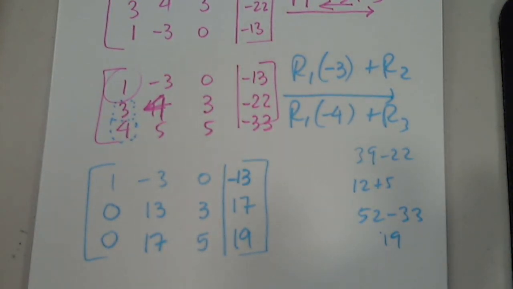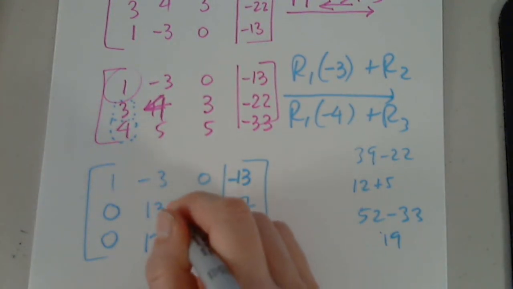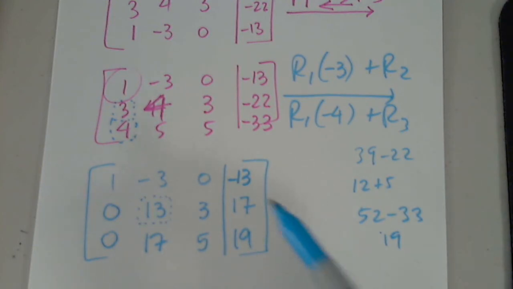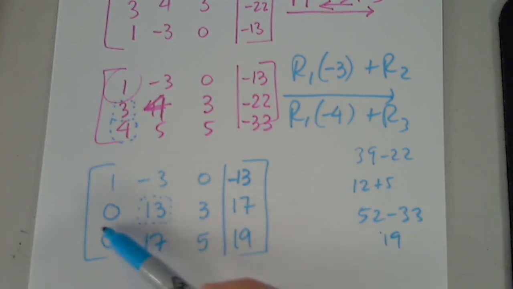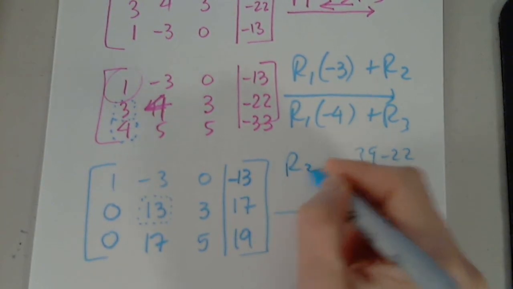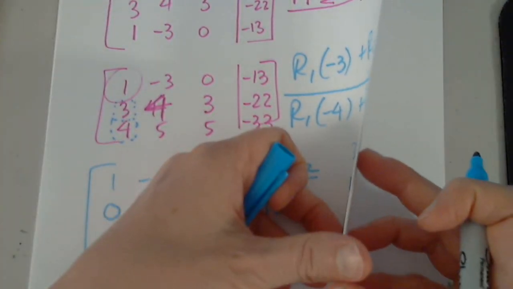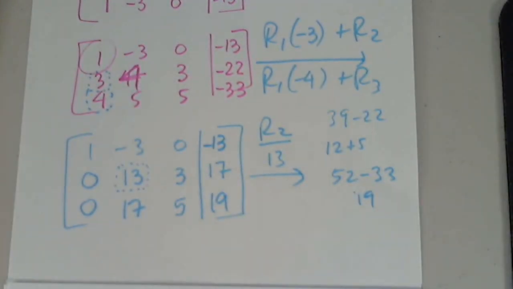Here's why it's a mess. Because I need to form a 1 here. In order to form a 1 here, I have to divide this row by 13. So row 2 divided by 13. It's getting messy because of fractions. Not impossible, not very, very difficult, but messy.